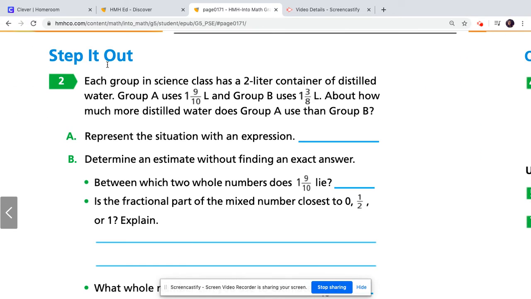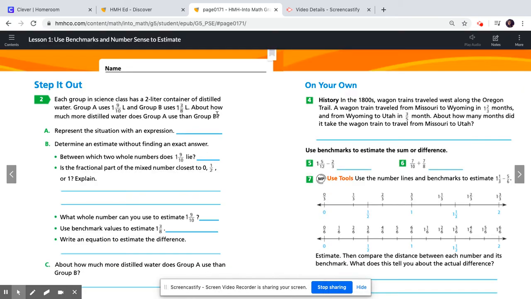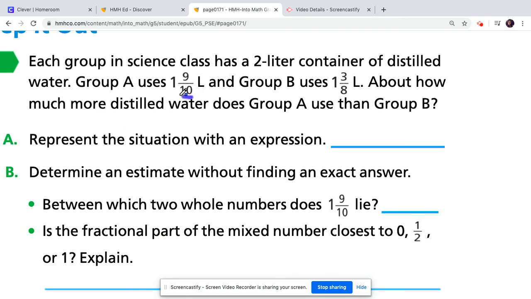So number 2 on the Step It Out is: each group in science class has a 2-liter container of distilled water. Group A has 1 9/10 and Group B has 1 3/8 liters. About how much more distilled water does Group A use than Group B? I'm going to underline some keywords. Okay, some important information was over here. 1 9/10 is important, 1 3/8 is important, and it's also important to know that these words right here, about how much more. So I know that I'm going to be doing some type of subtraction, but I also know that it's going to be an estimation at the end of the day because of the word about.